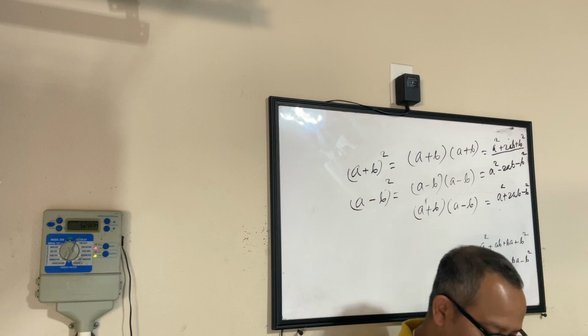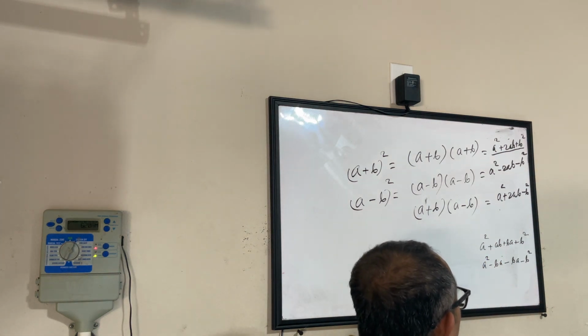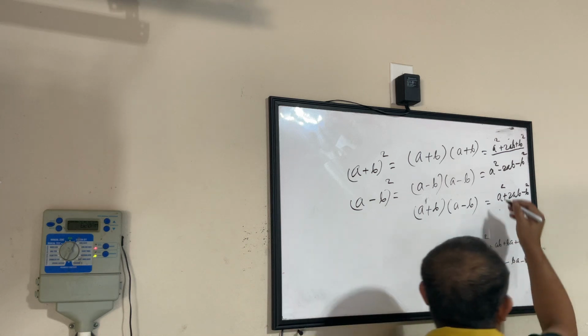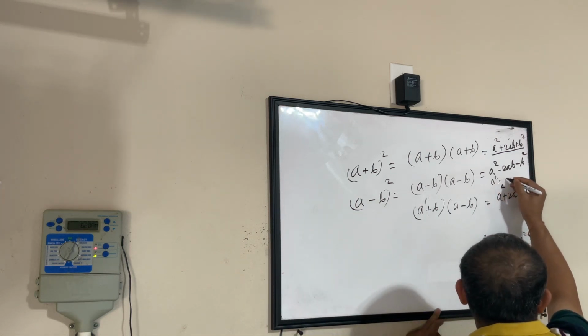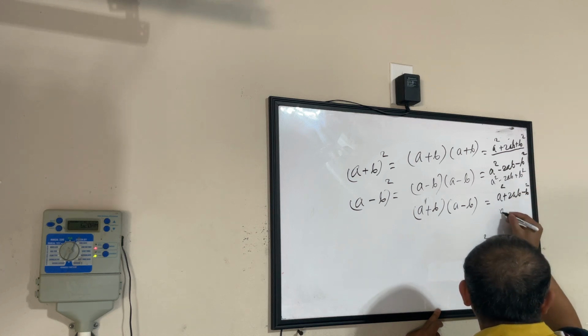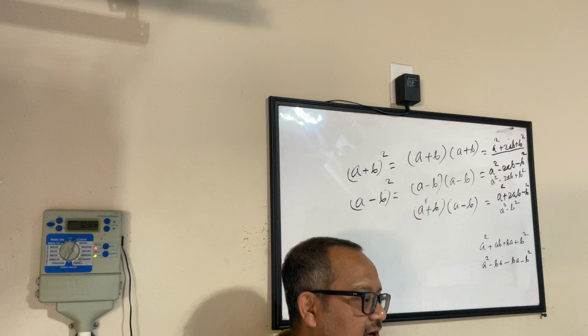Yes, Ritika. For the first one, I got a squared plus b squared plus 2ab. For the second one, I got a squared minus 2ab plus b squared. And for the third one, I got a squared minus b squared. Okay. Yeah, Vasundhara.